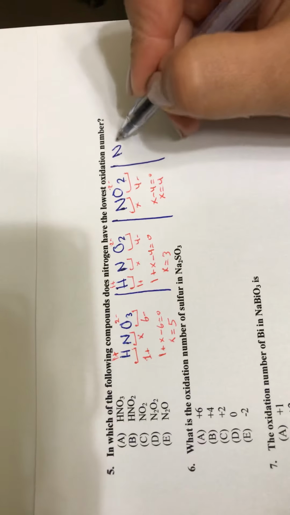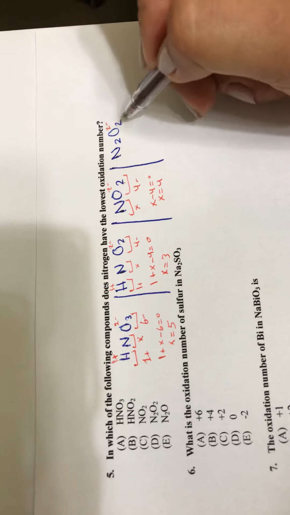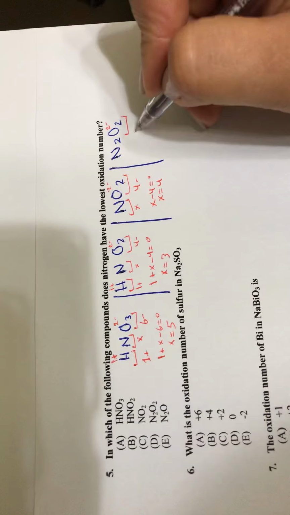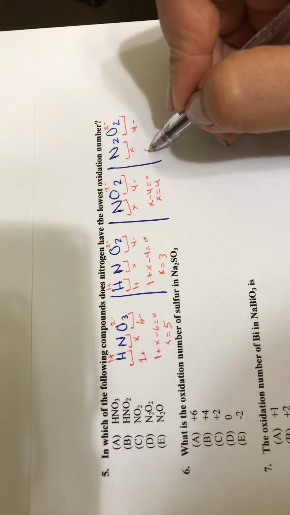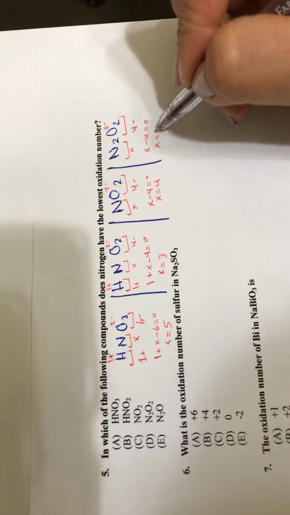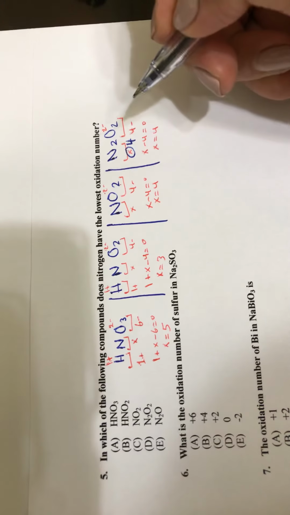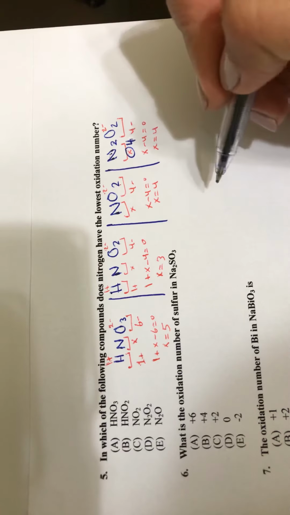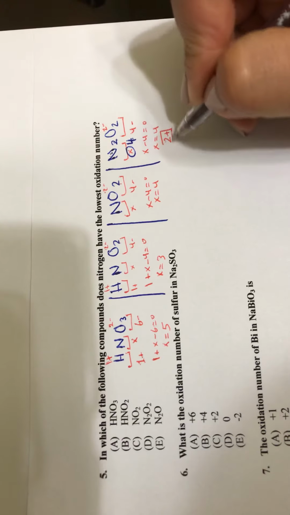Now N2O2. Here the charge of oxygen is negative 2. You have 2 oxygen atoms, so the total is -4, and here x minus 4 equals 0, so x equals 4. You have 2 nitrogen atoms with total +4, so each carries +2 charge.